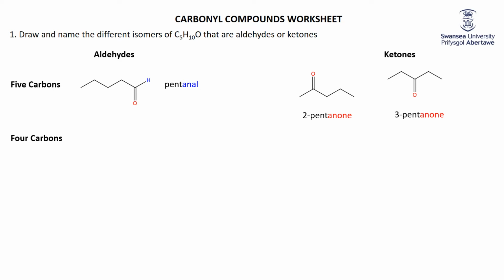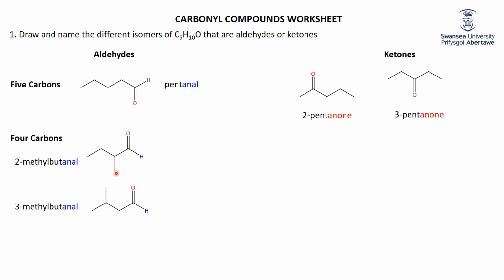4 carbons, well, we've got to have a butane chain, ends with the aldehyde, and we've got to have a methyl group. Well, that methyl group can either go off carbon 2 as here or carbon 3 as there, so 2-methylbutanal or 3-methylbutanal. As far as the ketones are concerned, we've got a 1, 2, 3, 4 carbon chain.